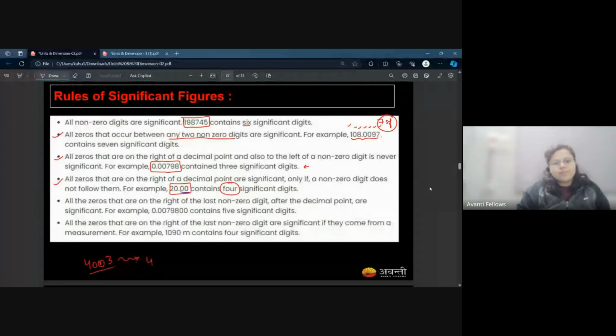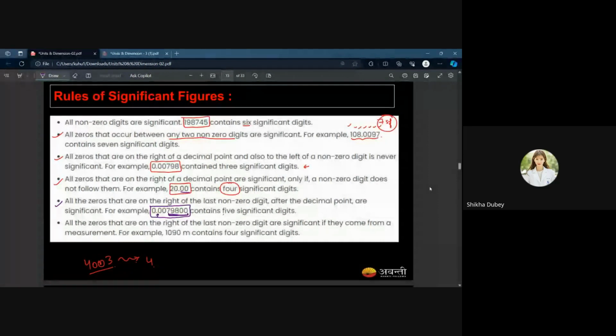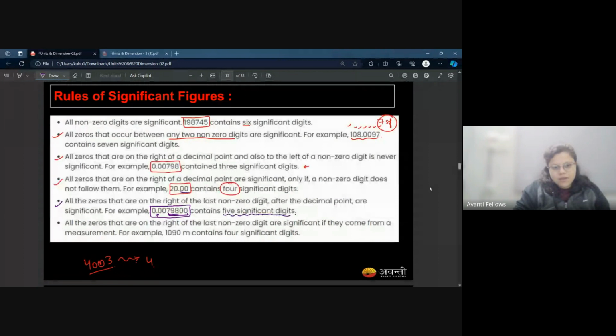That's the point. Let's come to the second last point, and it says all zeros that are on the right of the last non-zero. Okay. Here you will count these zeros also, since they are coming after the decimal point. So you have to consider these significant. Okay. And then last we have all the zeros that are on the right of the last non-zero are significant if they come from a measurement. This is a very nice thing actually.